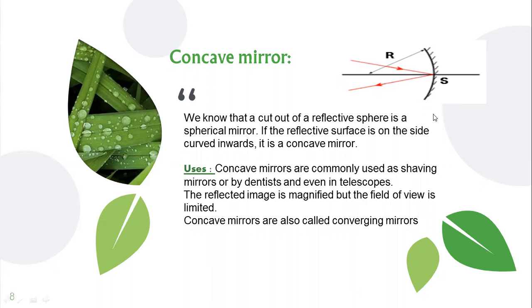These are the concave mirror. Their inner side is reflecting. They are also used as shaving mirror or used in telescope. Concave mirrors are also called the converging mirrors.